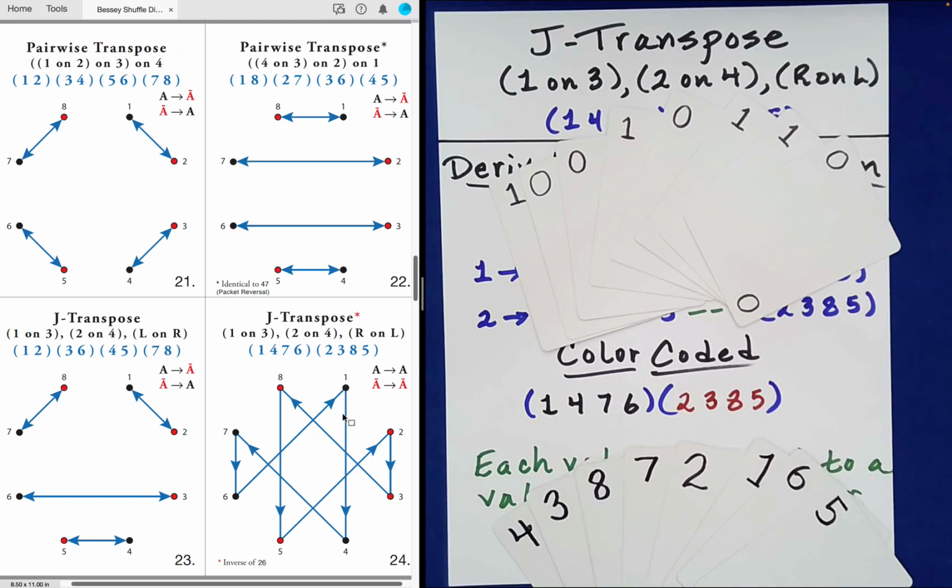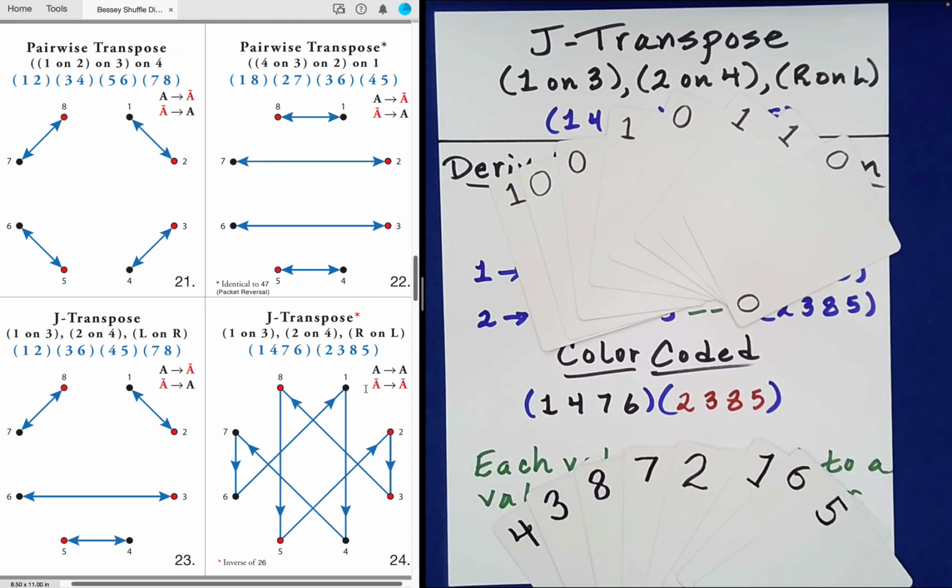So 1 goes to 4, so you have to focus on here. 1 goes to 4, 4 goes to 7, 7 goes to 6, and then 6 goes back to 1. Okay, so 1 goes down here to 4, 4 goes up to 7, 7 goes down to 6, 6 goes way over here to 1, and that completes that 4-cycle. We also say that the values 1, 4, 6, 7 are members of the same orbit.